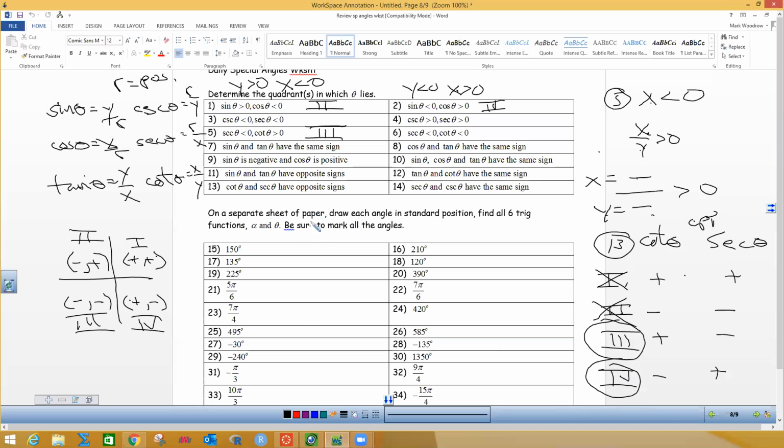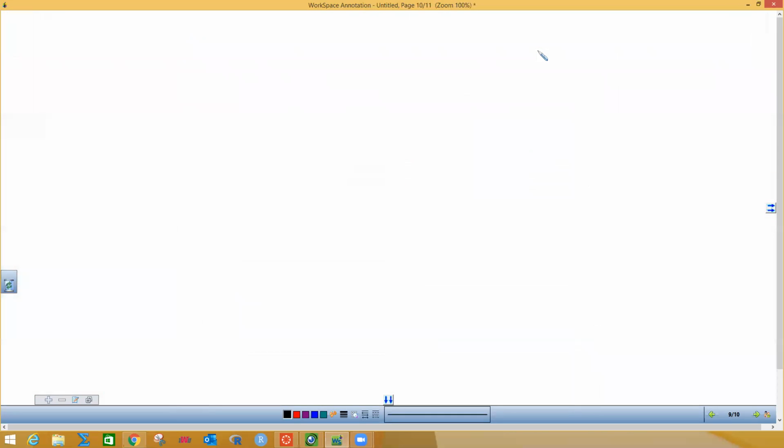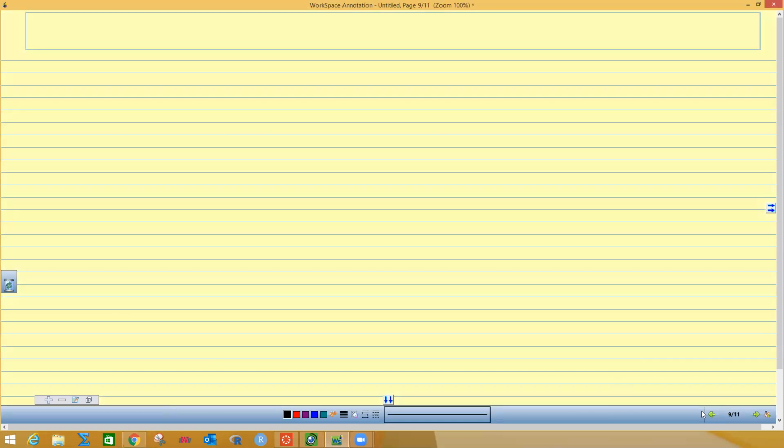Okay, then it says on a separate sheet of paper. Now you're going to take pictures of this stuff and send it to me, right? You're going to work all these out on different pieces of paper. We already did 15 way back in the answer sheet, but let's do 19. We did 225. Let's do a negative one. Let's do 27. So 27 says, I'm going to go back here and show you this.